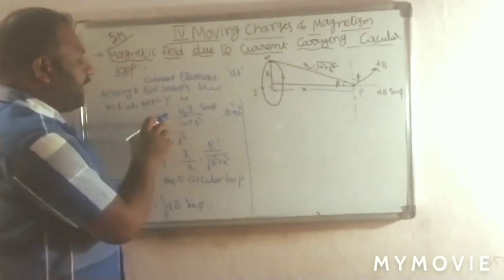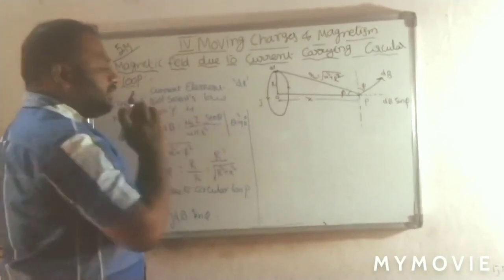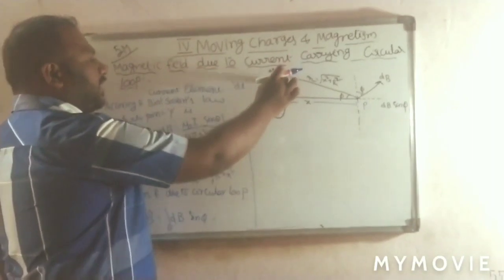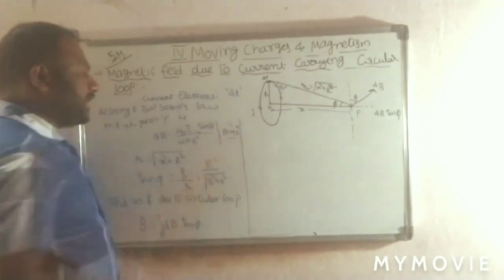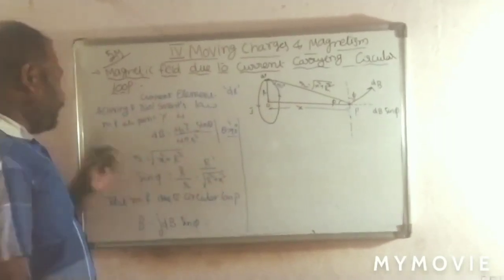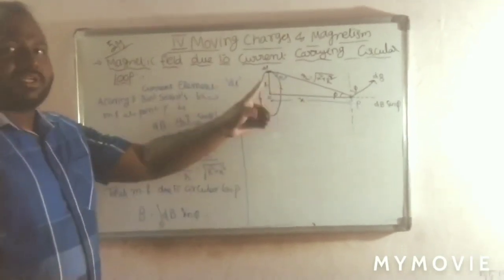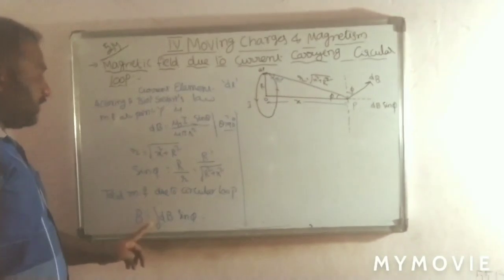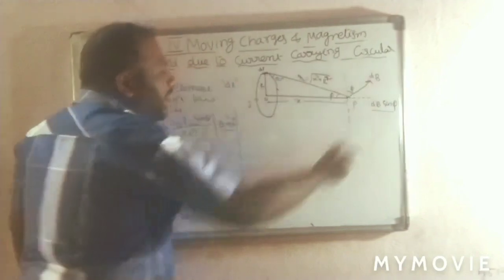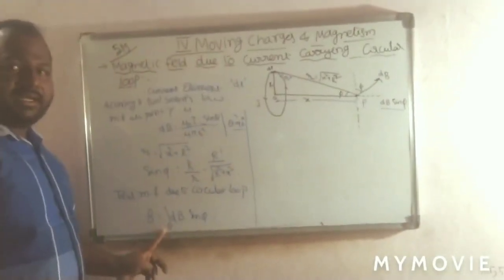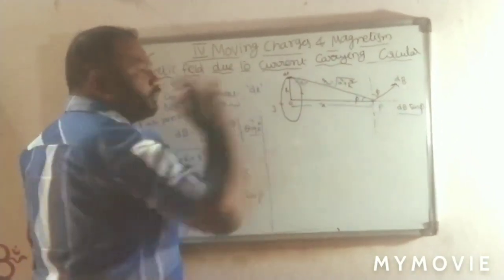Clear my point? According to Biot-Savart's law, this is the general formula, mu naught I sin theta by 4 pi r square, but the angle between r and the current element can be taken as 90 degrees, so sin 90 becomes 1. The total magnetic field due to the circular loop B is obtained by taking integration. Due to one element it is dB; due to all elements, it is the integration of dB sin phi. Here sin phi represents which component exists.